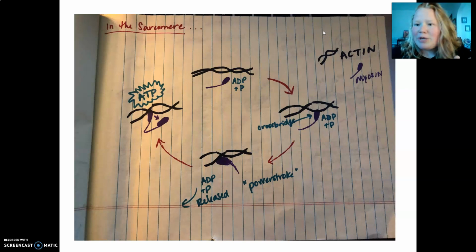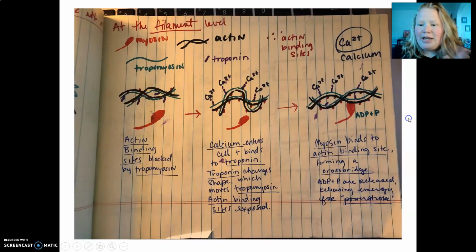But, of course, it's more complicated than that, right? So we added in at the filament level some other players in the game. So we added in tropomyosin and troponin and calcium, right? So 3 more molecules that you need to know.